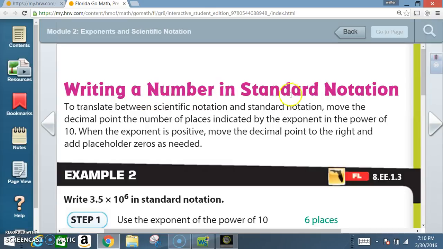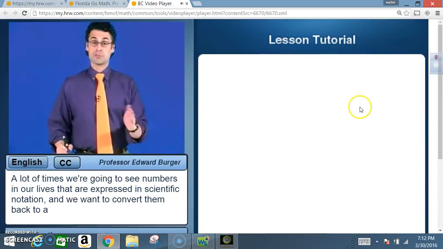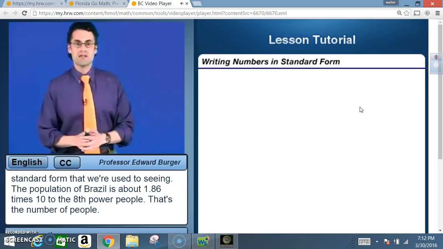Writing a number in standard notation. To translate between scientific notation and standard notation, move the decimal point the number of places indicated by the exponent in the power of 10. When the exponent is positive, move the decimal point to the right and add placeholder zeros as needed. A lot of times we're going to see numbers in our lives that are expressed in scientific notation, and we want to convert them back to a standard form that we're used to seeing. So let's take a look.